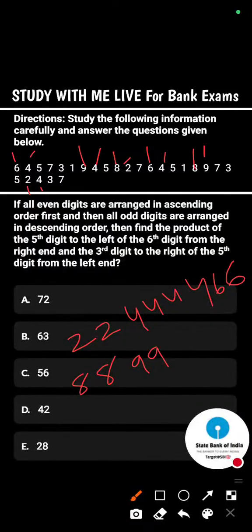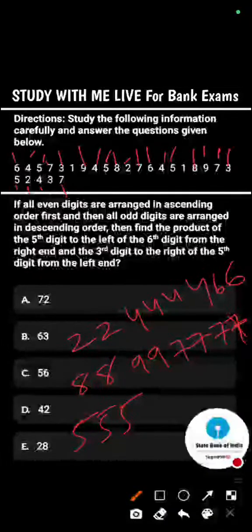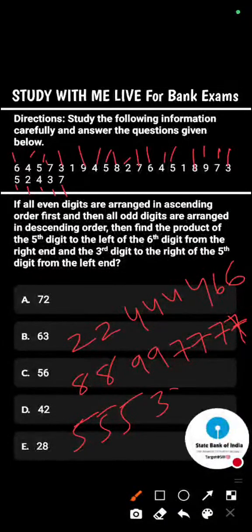Next, 7. 1, 2, 3, 4. Four 7s. Next one, 5. 1, 2, 3, 4. Four 5s. Next one, 3. 1, 2, 3.